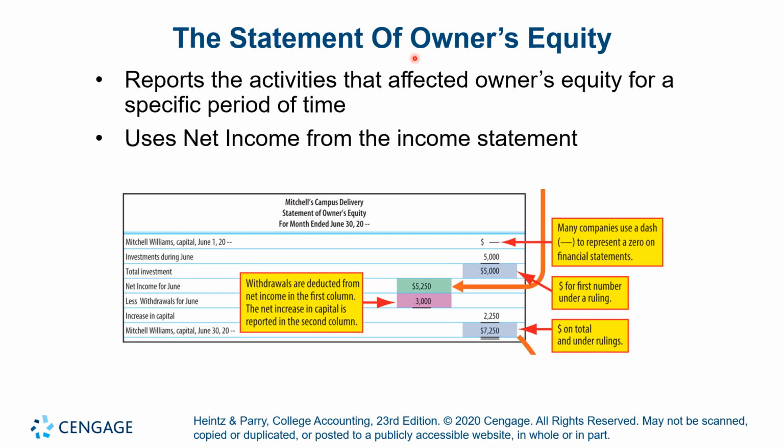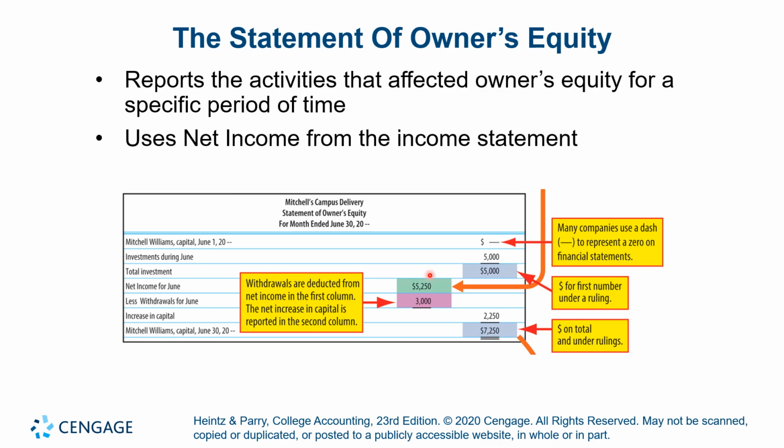All right, looking at the statement of owner's equity here, our Mitchell Williams' capital as of June 1st was 0. During the month of June, he did invest $5,000, so we put that number over here. His net income for the month was $5,250. Remember, that was our revenues minus our expenses from the previous slide. We take that number and plug it in here. And then we have our withdrawals for the month. Remember, he took out $3,000 for personal use. Okay, that number goes here.